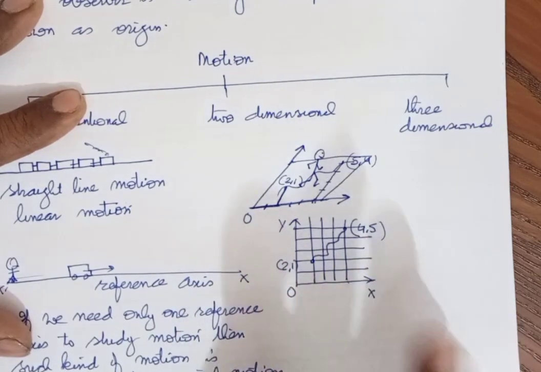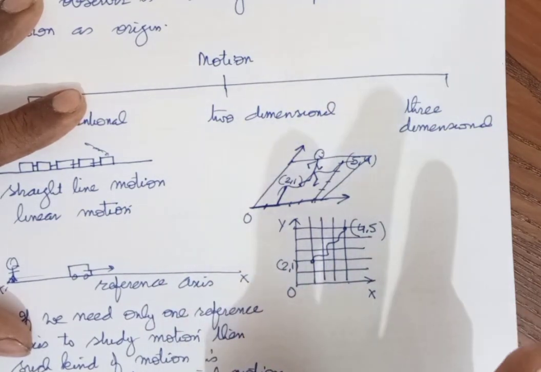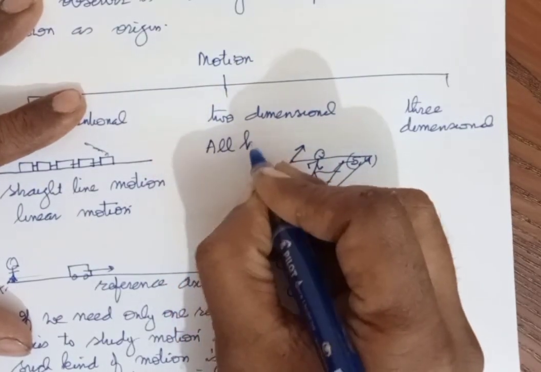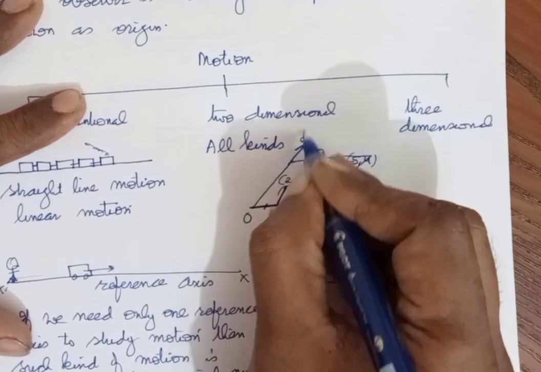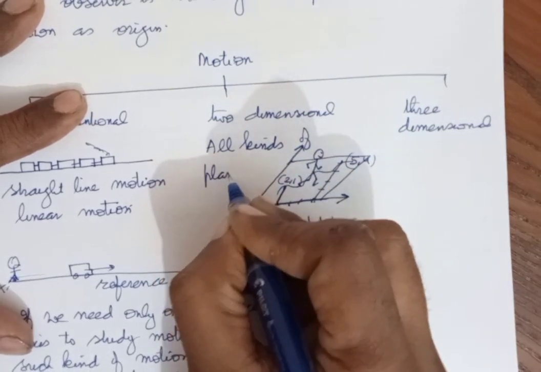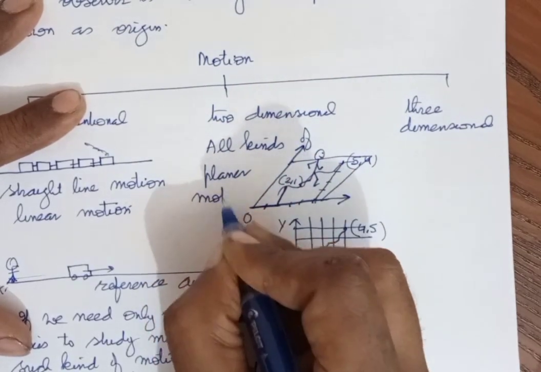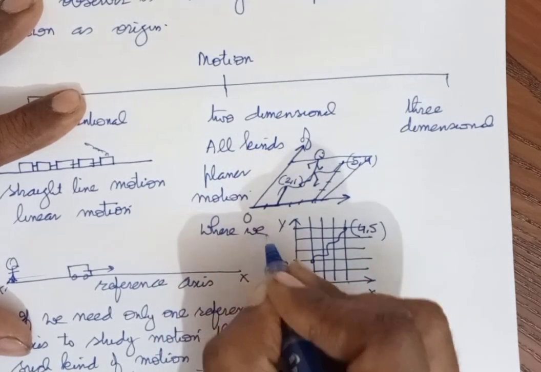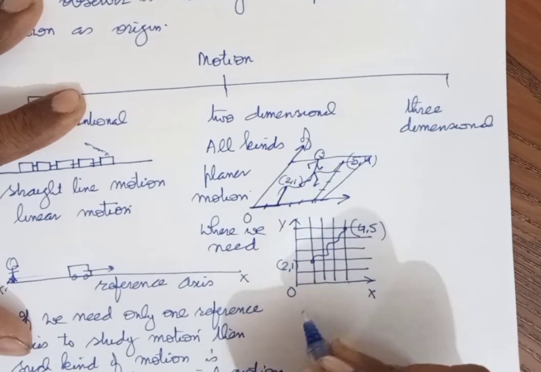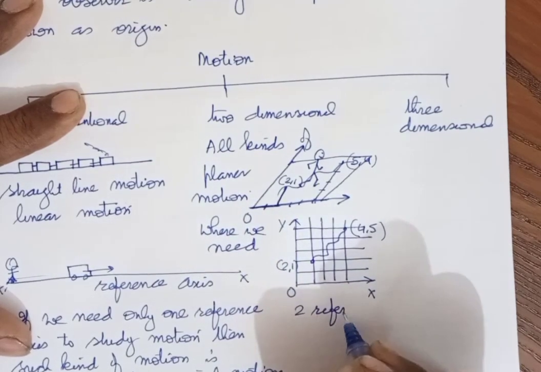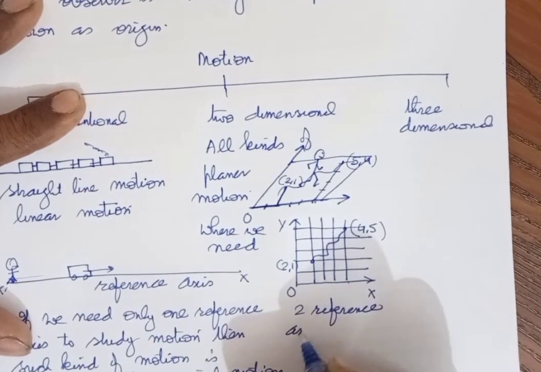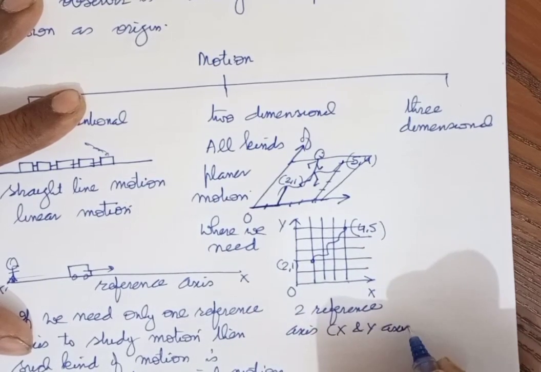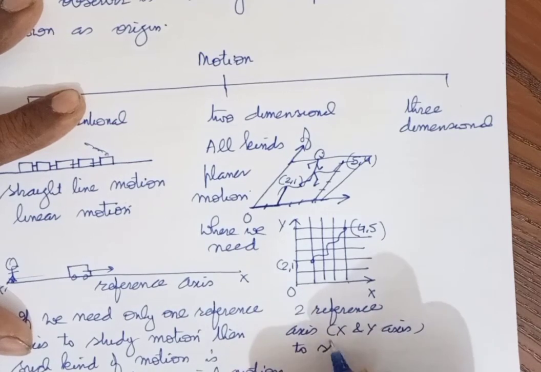One reference axis means one dimension. Two reference axes mean two dimensions. So all kinds of planar motion, where we need two reference axes, that is the x and y axes, to study motion.